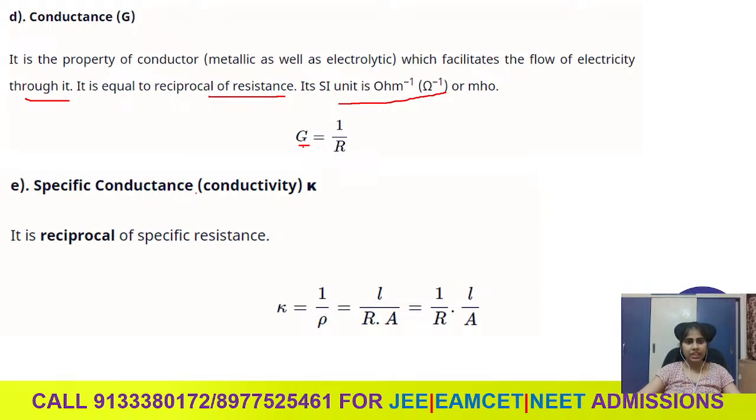Next, specific conductance. This is denoted by the symbol kappa. It is the reciprocal of specific resistance. Observe this: conductance is inversely proportional to resistance, and specific conductance is inversely proportional to specific resistance. Specific resistance is equal to 1 by kappa. Specific conductance is equal to L by R of A.